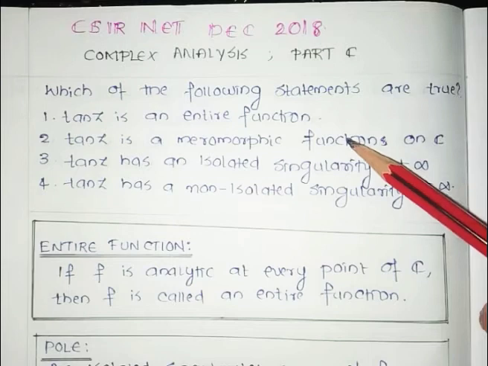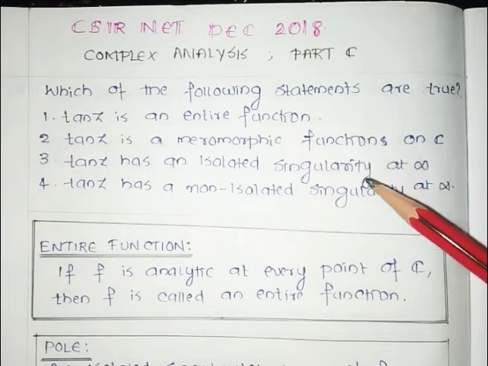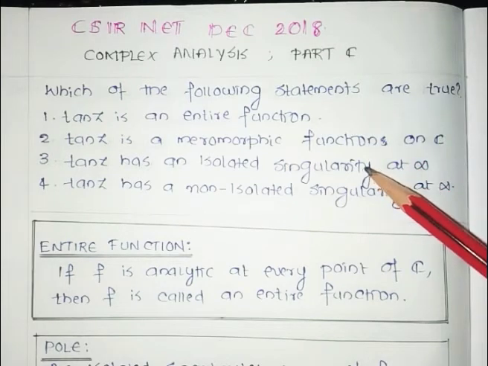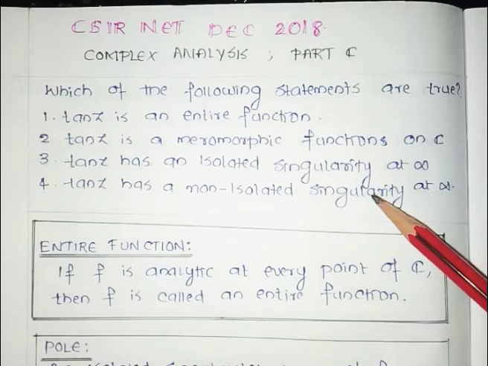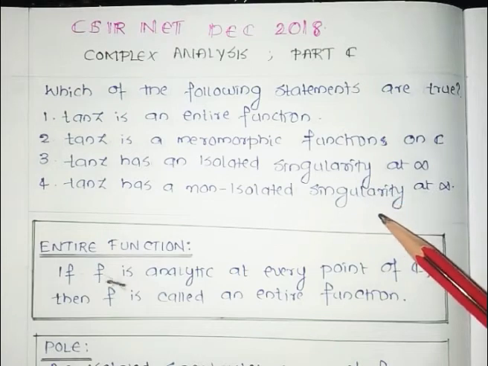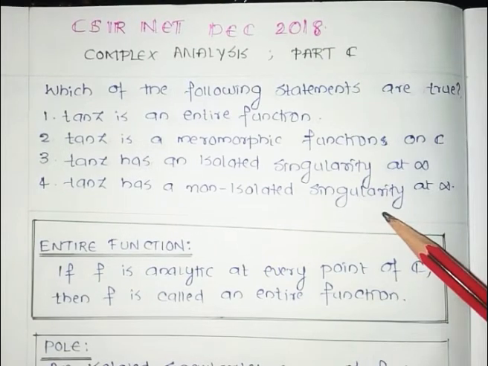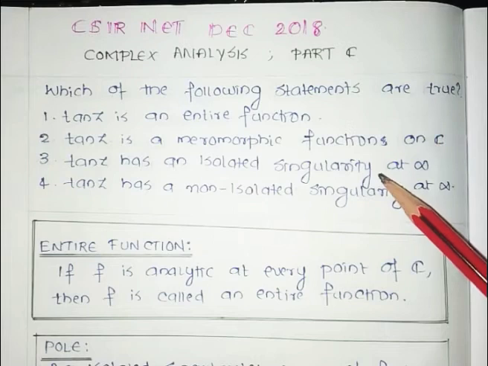Option number 1, tan z is an entire function. Option number 2, tan z is a meromorphic function on C. Option number 3, tan z has an isolated singularity at infinity. And option number 4, tan z has a non-isolated singularity at infinity. So in this question we want to find the correct options.